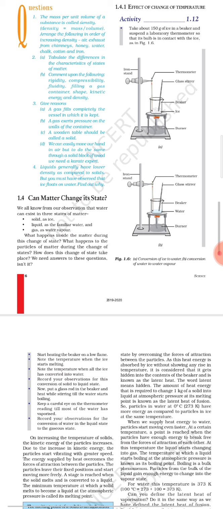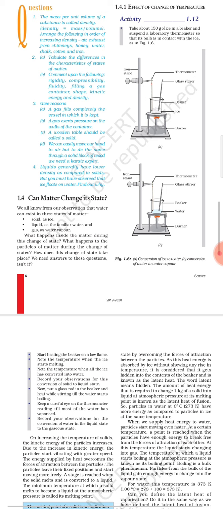Now the C is, a wooden table should be called a solid. This you can easily define, that why a wooden table should be called a solid. It is because it has definite volume, definite shape, and definite boundary. It is also rigid, and it shows almost zero compressibility. So these are the properties of the solid state, and almost all the solid substances fulfil all these properties.